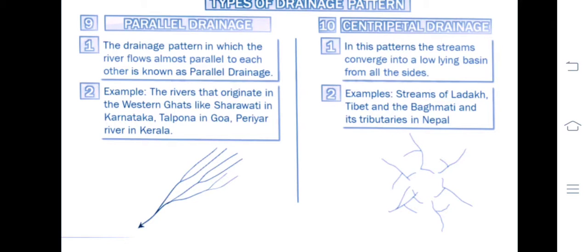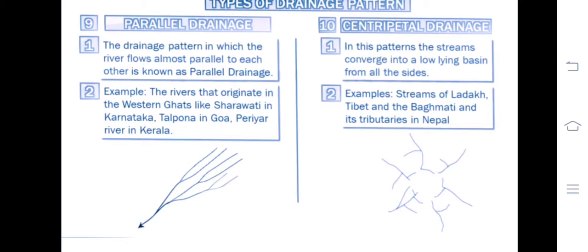Centripetal means toward the center, and centrifugal means away from the center. In this pattern, the streams converge into a low-lying surface from all sides, opposite from your radial pattern. Here, all streams come together from different directions and merge at a single point.